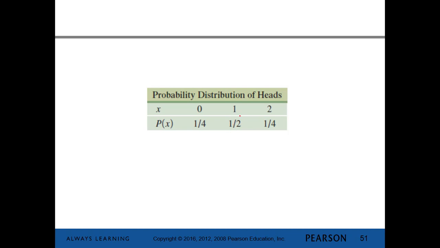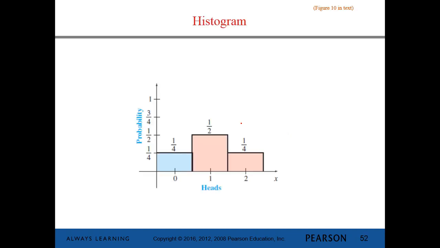There are two ways of getting one heads out of 4, so that gives us a probability of 1/2. And then there's also just one way of getting both heads. So this is our probability distribution, and it is also symmetric. Okay. And so if we look at the histogram here.